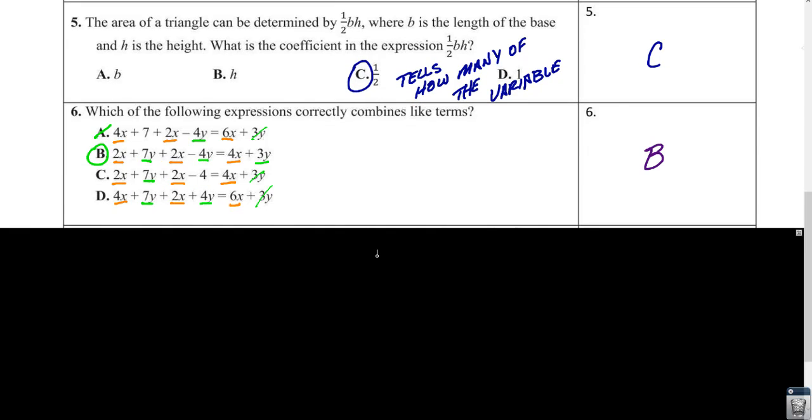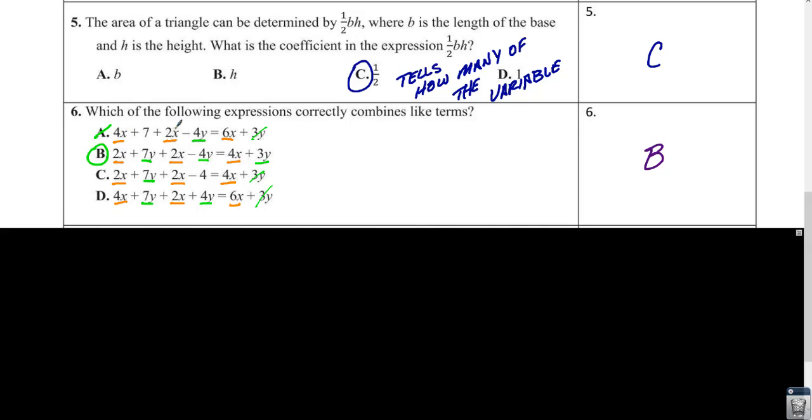Number 6. Which of the following correctly combines the like terms? Well, once again, what I opted to do was underline things. I underlined all of my x's in orange and all of my y's in green. Then I looked at A, and I had 4x plus 7. I didn't underline my constants with anything, because if you need 3 things, you can underline in 2 different colors or underline and squiggle and then leave 1 blank.